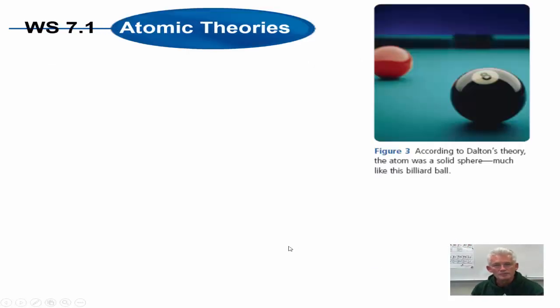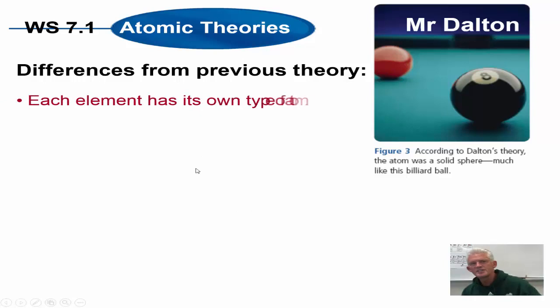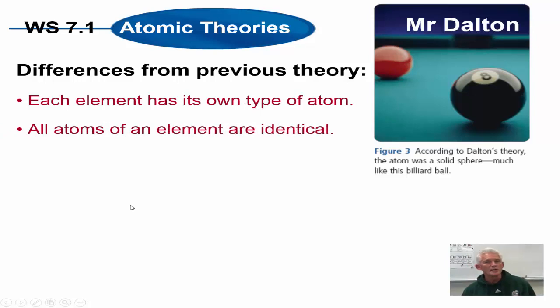So 7.1, let's start with Dalton's theory. This is where you should grab that sheet. We're basically looking at Dalton's differences from the previous theory, and there's not much before him. There's going to be Democritus. Dalton, of course, had this billiard ball model. The differences are that each element has its own type of atom. Democritus would have said, no, that's not true. All atoms are the same. All atoms of an element are identical. An atom is indivisible. You cannot divide it.